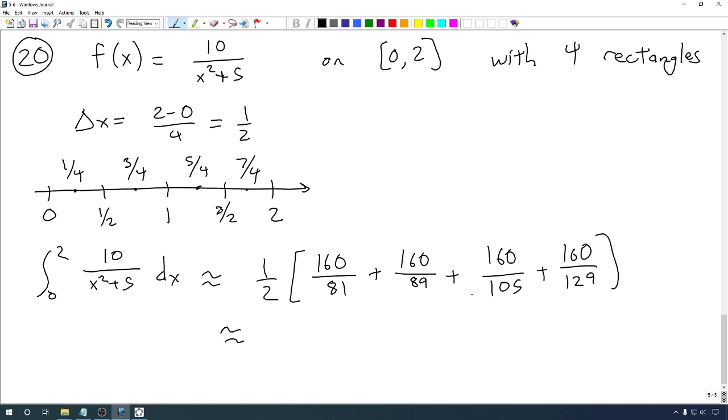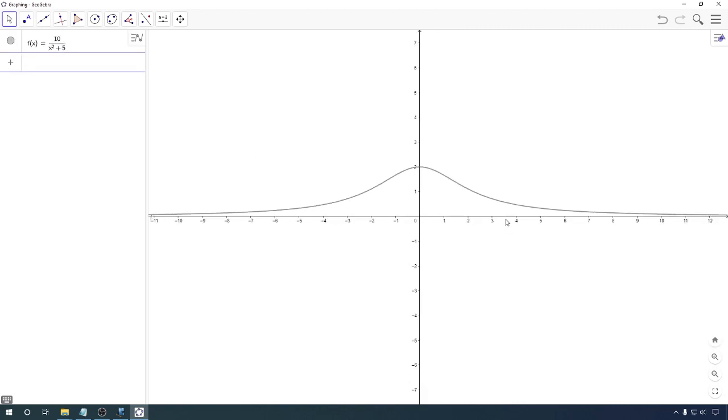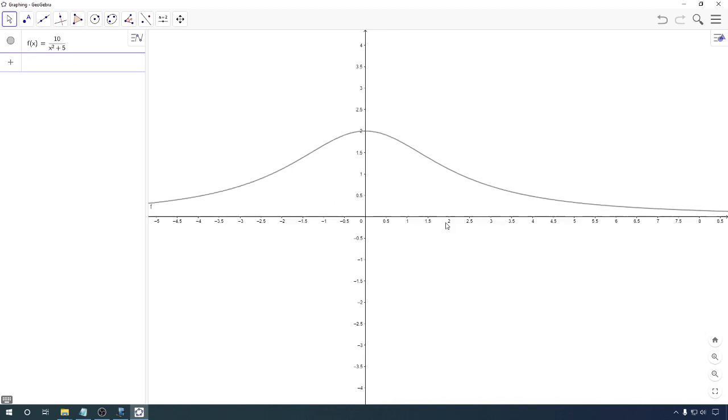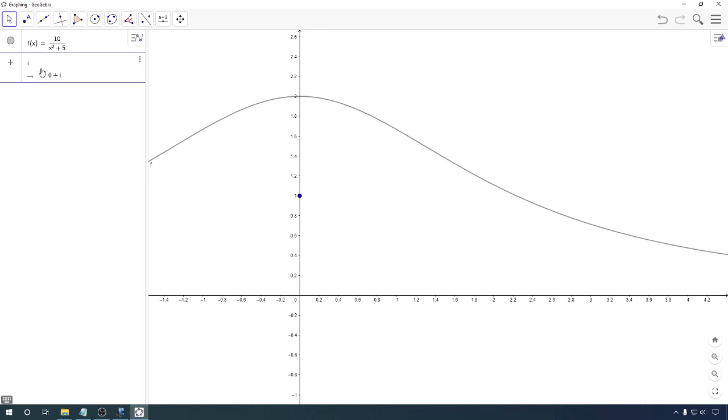And again, we want an approximation, so we'll go ahead and turn these into decimals, add them together, divide by 2. We get approximately 3.26859. And again, we can go ahead and use GeoGebra to check our work. So our function here was 10 over x squared plus 5. Got a very nice little curve here. We're only interested in the integral from 0 to 2. And it gives us 3.26.